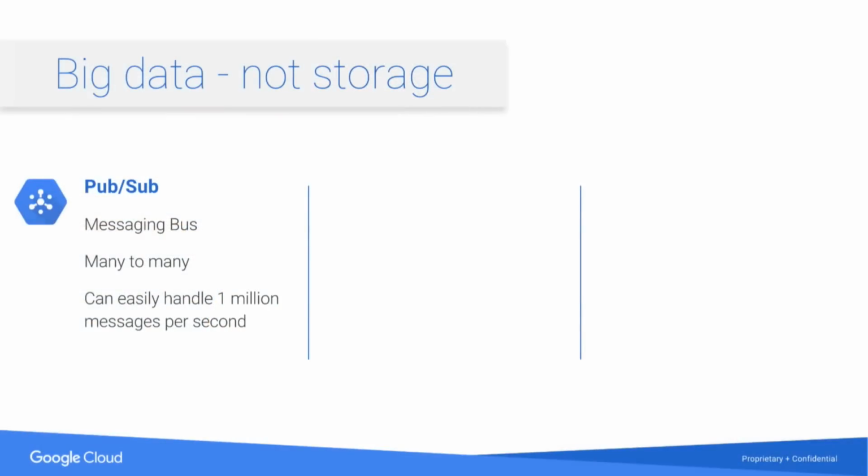Big data is not just about storage, of course. Perhaps getting data into and out of big data is important. So this is Cloud PubSub. It's a messaging bus. So it enables me to push data into a topic and then pull data off a topic and process accordingly. It scales very well.